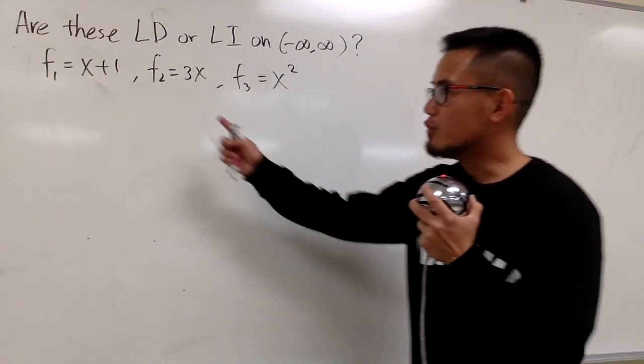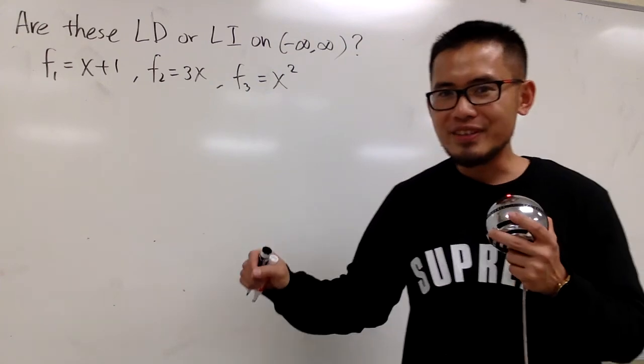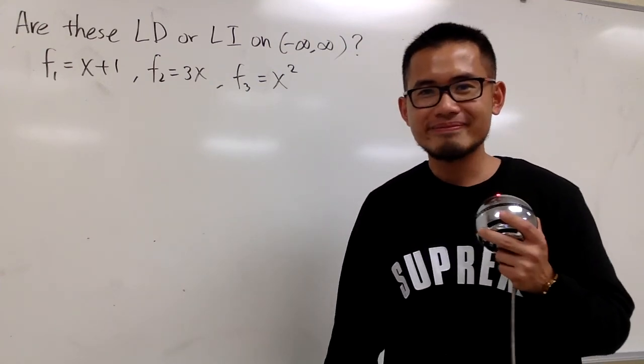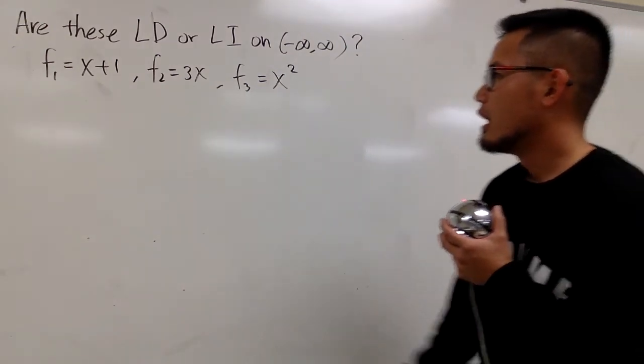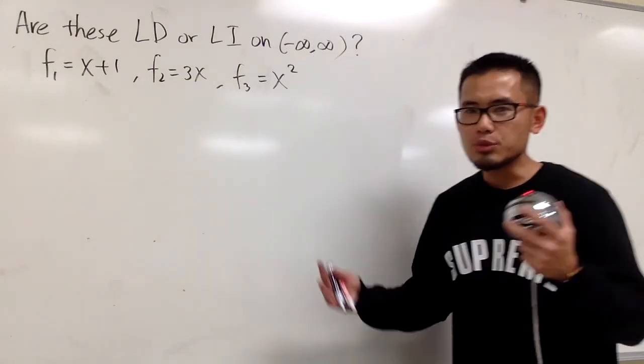Alright, we're going to see if these three functions are linearly dependent or linearly independent. So pause the video and give this a try first. Alright, so now let's see. I have x plus 1 and then 3x and then x squared. And this is what we can do.